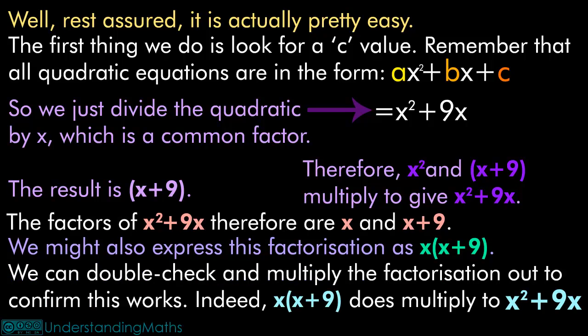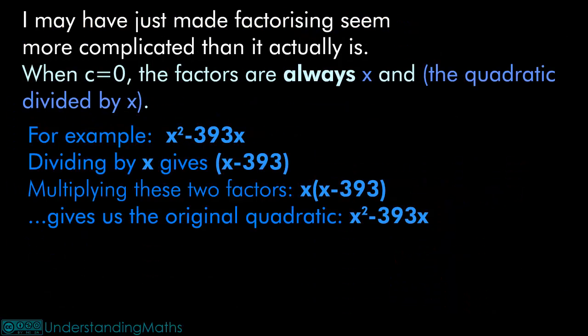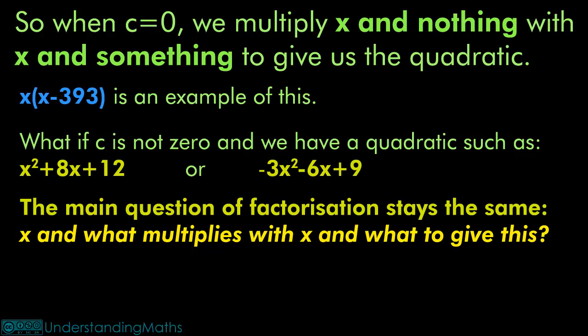We can double check and multiply these factors out to confirm that this works. Indeed, x times the sum of x plus 9 does multiply to x squared plus 9x. X times x is x squared, x times 9 is 9x. I may have made factorizing seem more complicated than it actually is. It doesn't take so many steps, and with a bit of practice you can do these in your head very easily. To recap, when c equals 0, the factors are always x and the quadratic divided by x. There's an example below. So when c is 0, we multiply x and nothing with x and something to give us the quadratic. What about quadratics in which c is not 0?